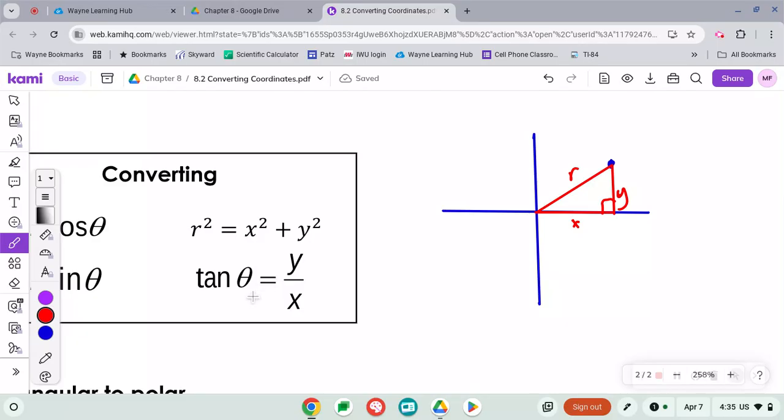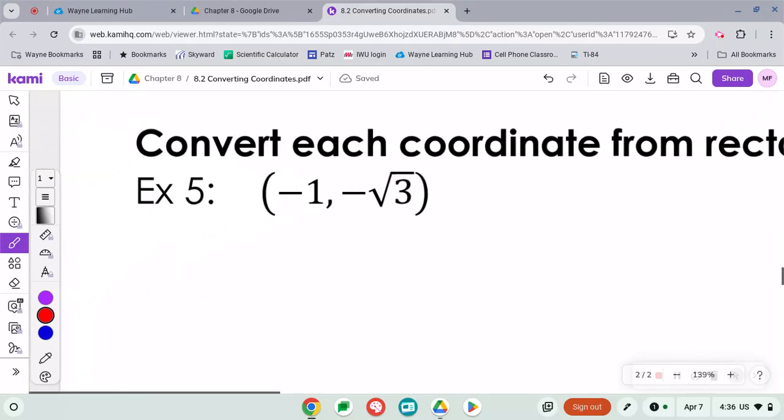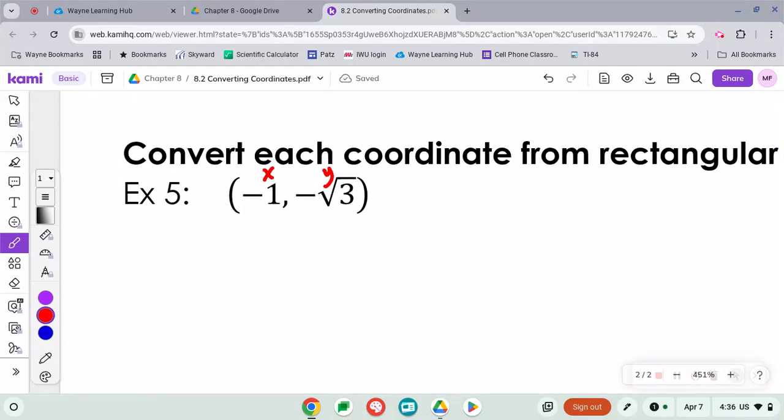And to figure out what the angle is, TOA, right? So that's our O and our A. So we take our tangent of theta equals y over x. Then we do our inverse tan to figure out what that value of theta is. Okay? So for this first one, this is my x, this is my y, and I am trying to get this into polar coordinates.